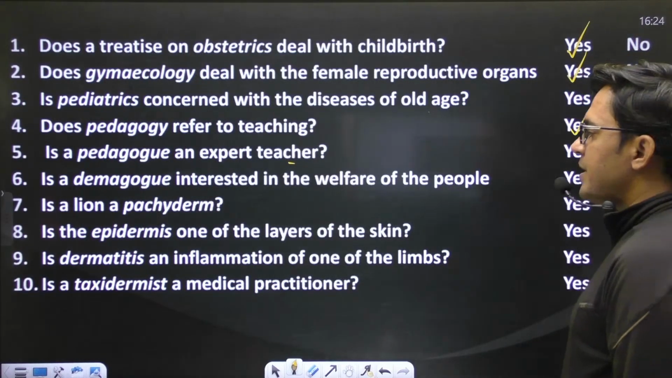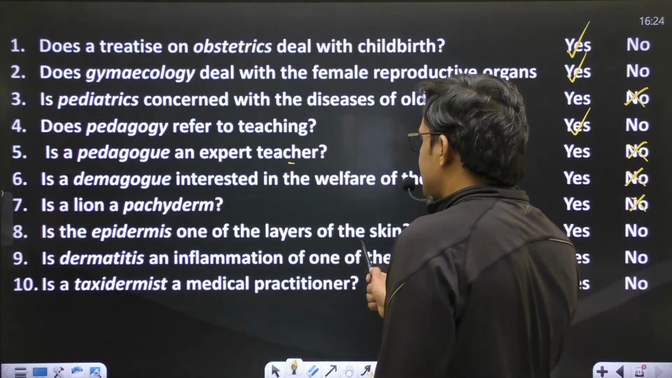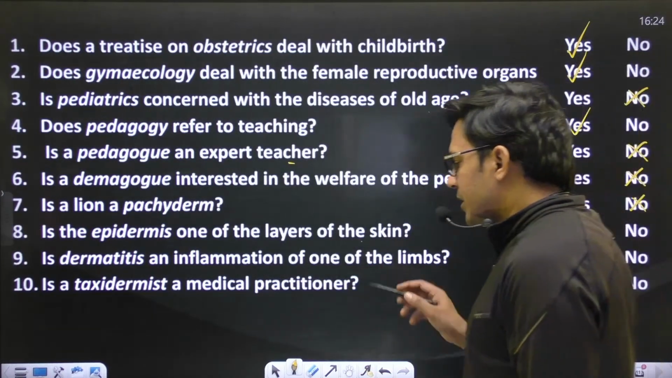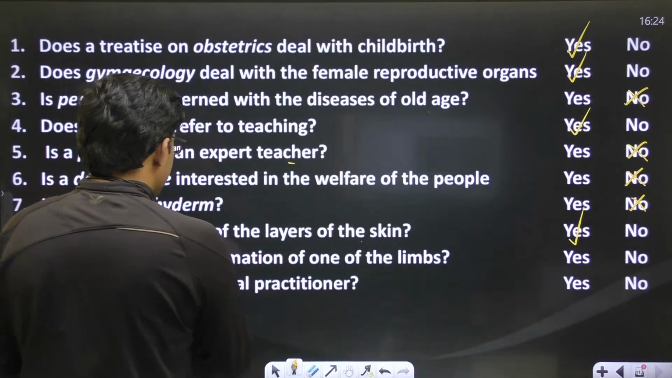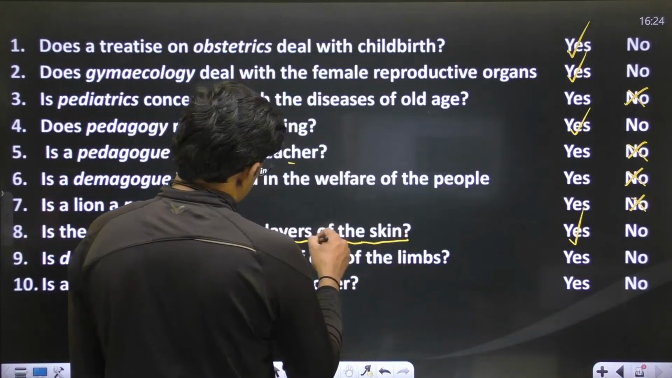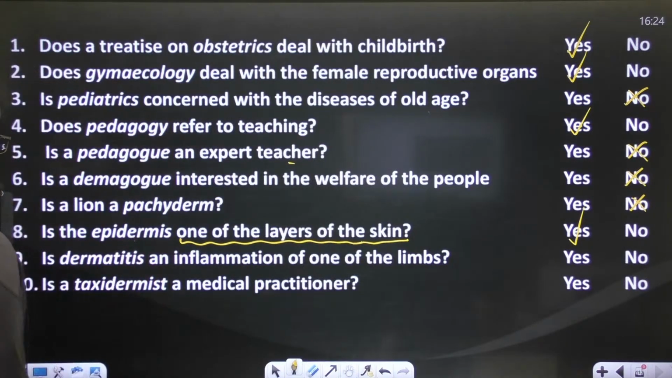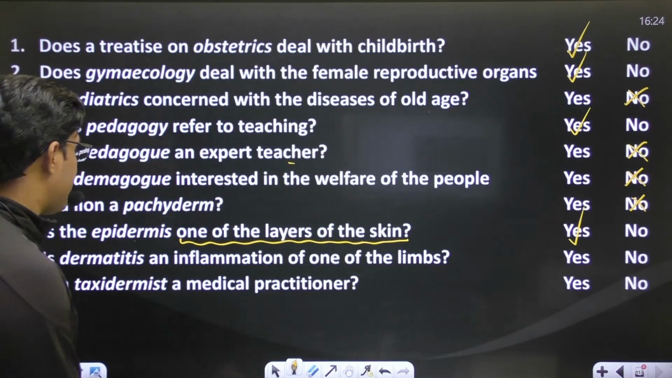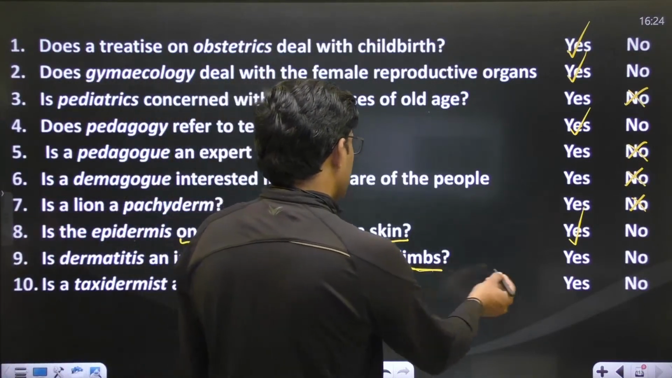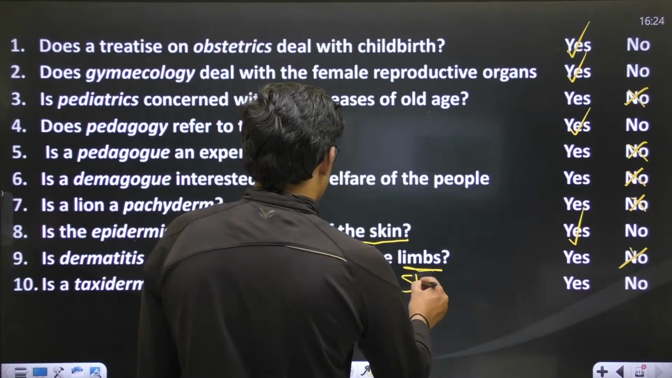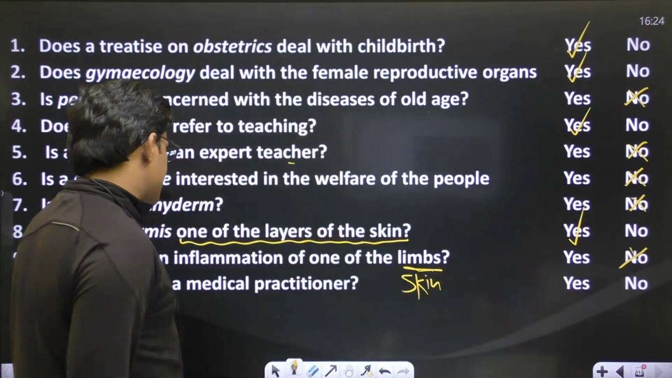Is the epidermis one of the layers of the skin? One of the layers. Yes, it is the outermost layer of the skin, epidermis. Is dermatitis an inflammation of one of the limbs? No. Dermatitis is the inflammation of skin, right? So that's why no will be the right answer.